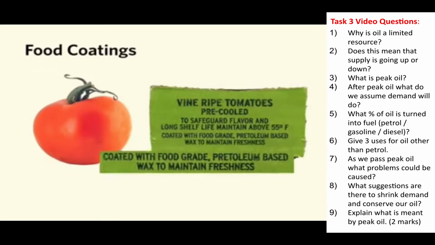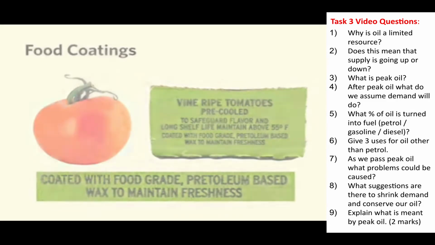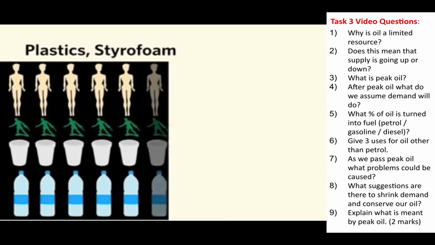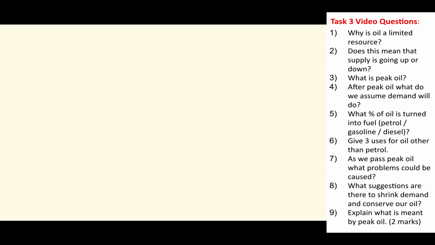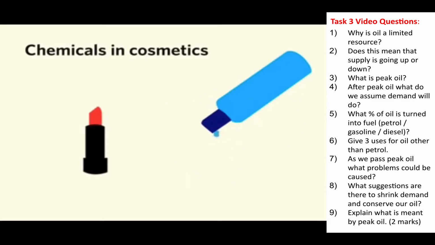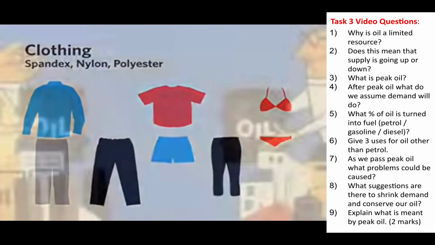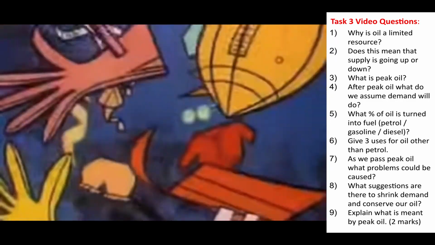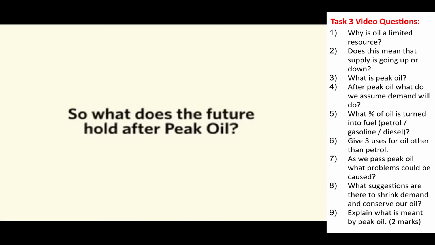We use it to coat food and create preservatives. So perhaps in places that we're not expecting to see oil, even in our plastics, whether that's plastic bottles, toys, cups, all of those things that take a long time to biodegrade actually come from oil. And perhaps surprisingly to you, the chemicals in your cosmetics and the clothing that you wear can all be made out of oil as well. So loads and loads of other oil products, and we often call these petrochemical products.